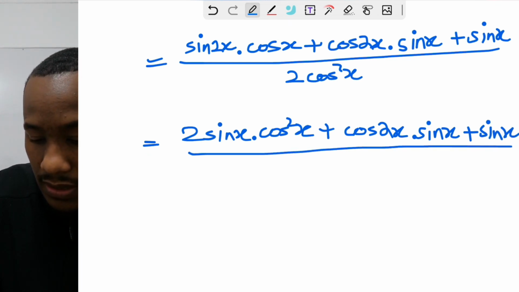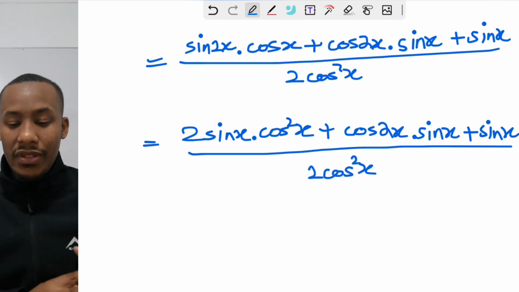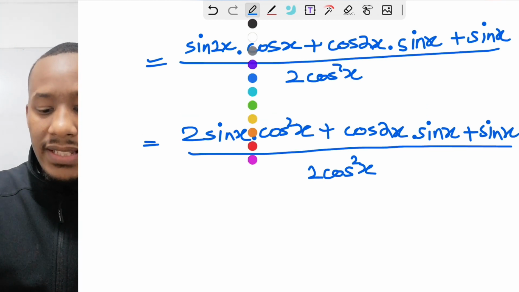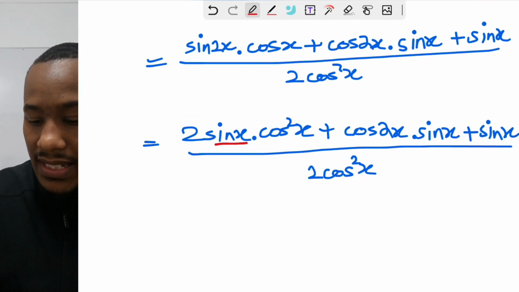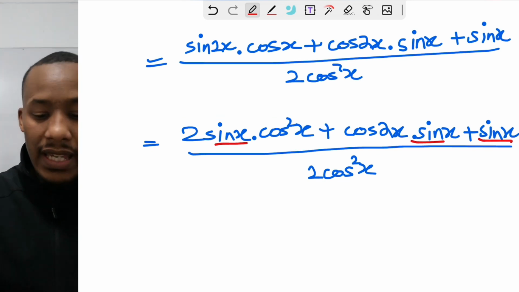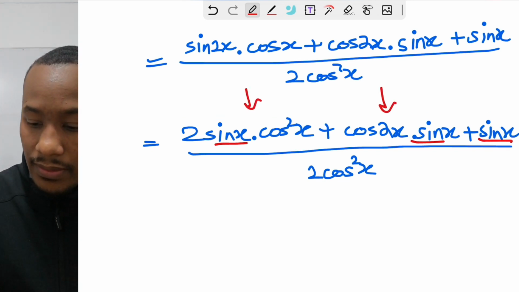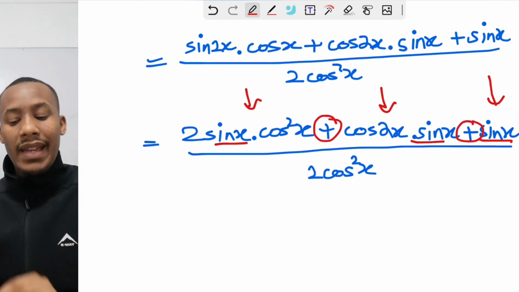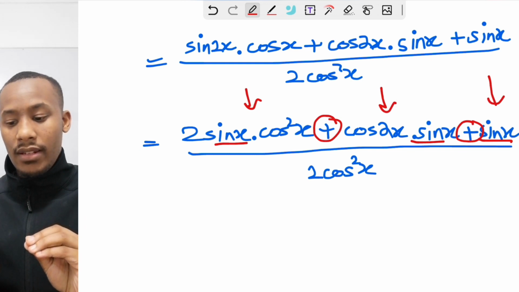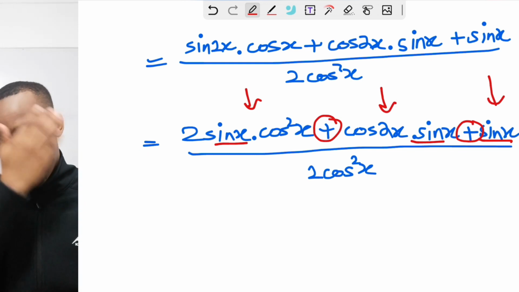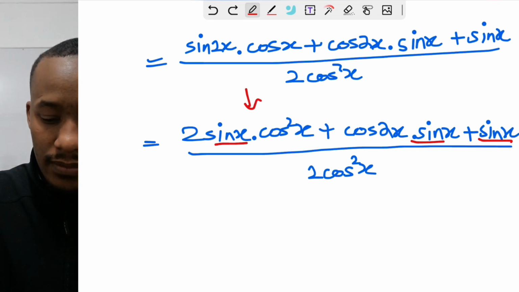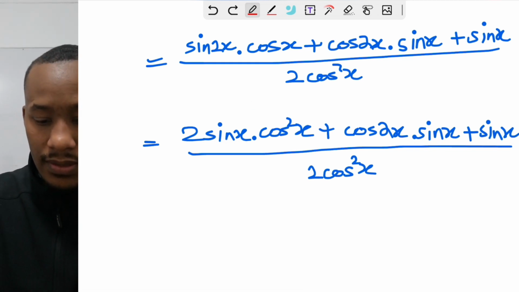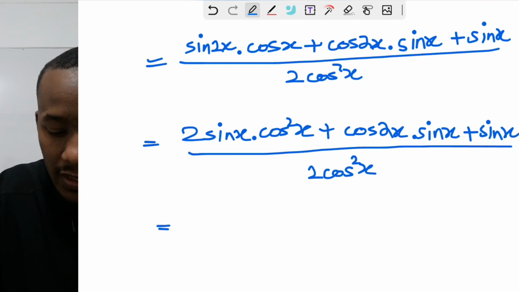And let me let you in on what I'm thinking, so you can follow along with me. I want to take out sine x as a common factor. You can see every single term, with these pluses separating the terms, has a sine x. So I'm going to take out sine x as a common factor. Let's go ahead and do that. The numerator will have sine x as a common factor.